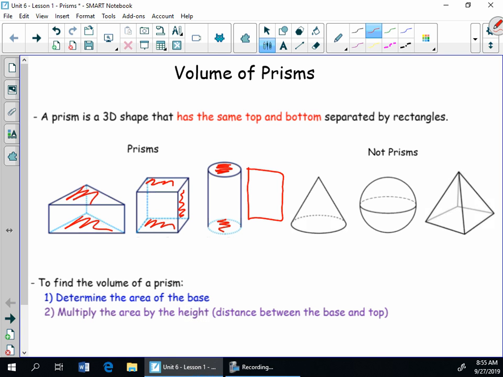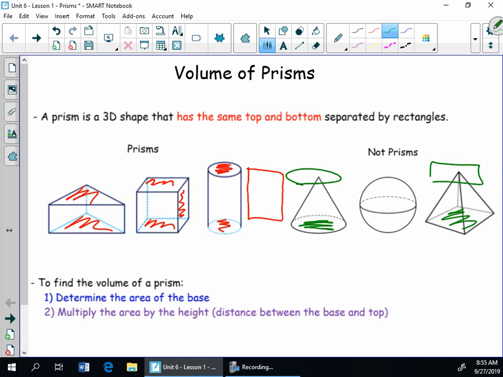These things on the right-hand side here are not prisms because it has a bottom, but it has no circle on the top. It's missing. Obviously, the ball has no top or bottom, and the pyramid, again, has a bottom, but it's missing the top. It doesn't have a shape that matches it on the opposite side.